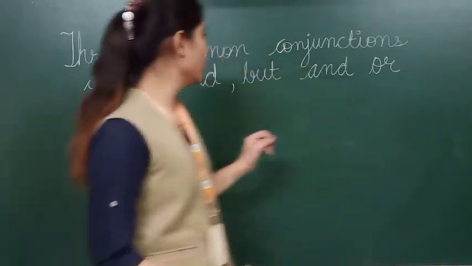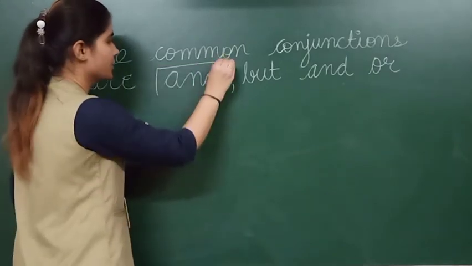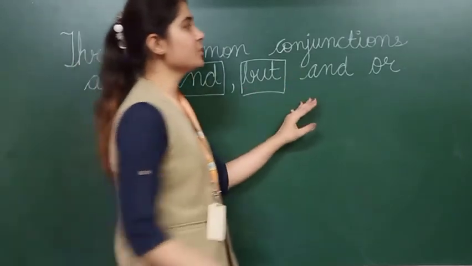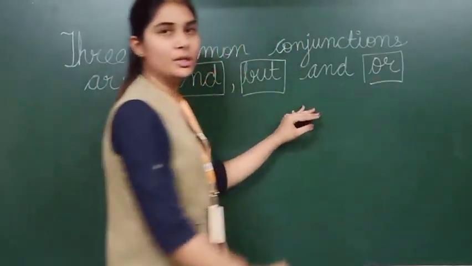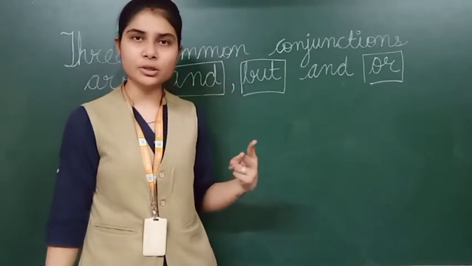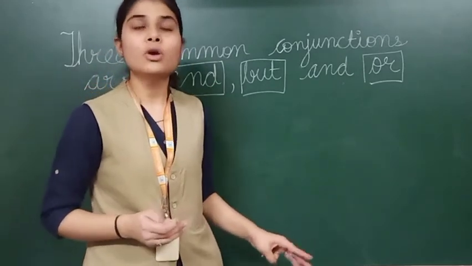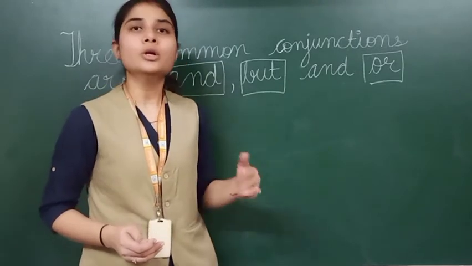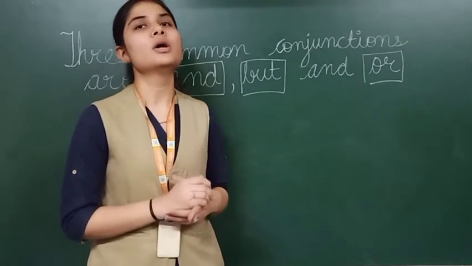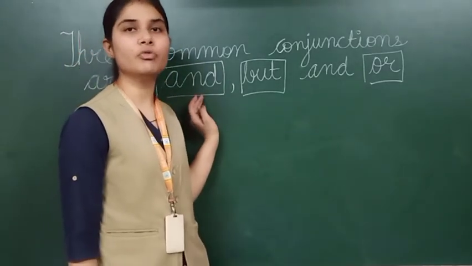Okay, so let's look onto the board. I have written three common conjunctions: and, but, and or. So in this chapter you will learn how to use the conjunction words and, but, or. These three are the conjunctions. We use these words for two groups of words or two sentences, for combining them. First of all, we are going to learn how to use the conjunction word and.